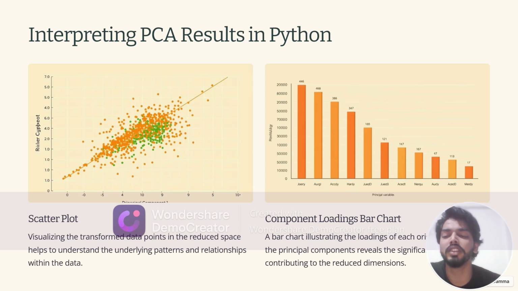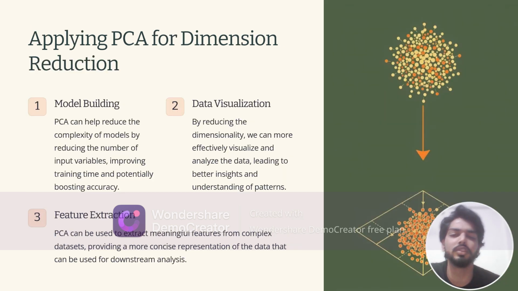Interpreting PCA results in Python. Scatterplot, component loading bar chart. Visualizing the transformed data points in the reduced space helps to understand the underlying patterns and relationships within the data. A bar chart illustrating the loadings of each original variable on the principal component reveals the significant variables contributing to the reduced dimension.